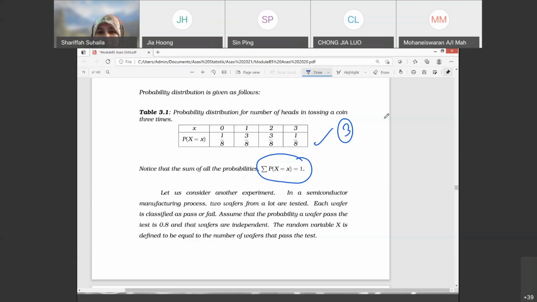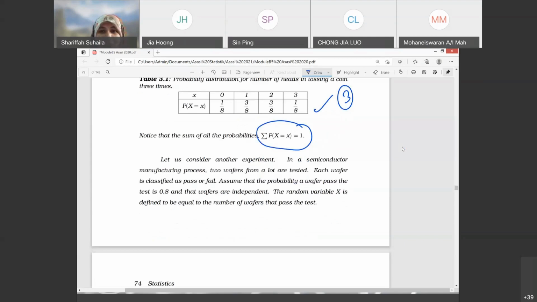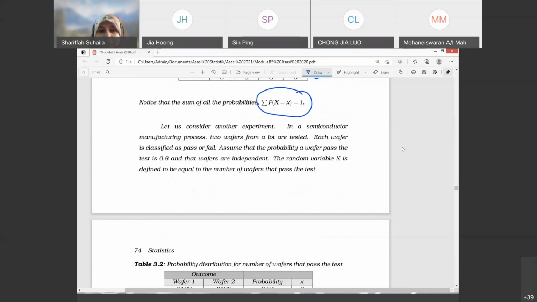Okay, so let us consider another experiment in your module. This one is a semiconductor manufacturing process. Two wafers from a lot are tested. Each wafer is classified as either pass or fail. The probability a wafer passes the test is 0.8 and the processes are independent. Once we have independence, you can multiply the probabilities when you have the intersection.